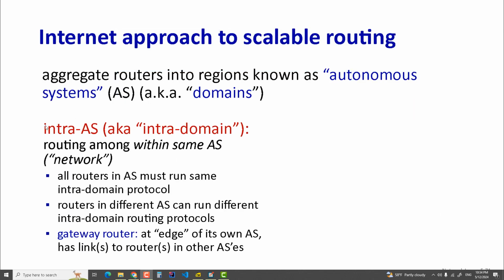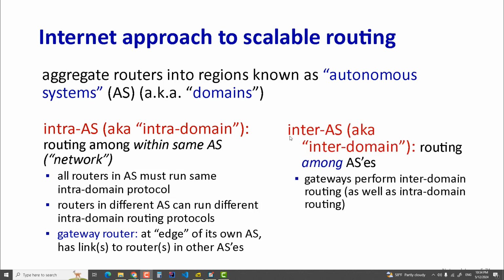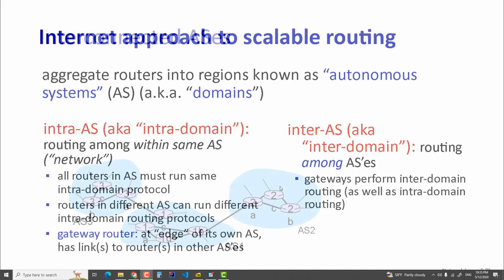So in the intra autonomous system, the routers forward the packet locally, inside the network. In the inter autonomous system, the router forwards among the areas or the autonomous systems. So it works as a gateway to forward the packet and do the routing.